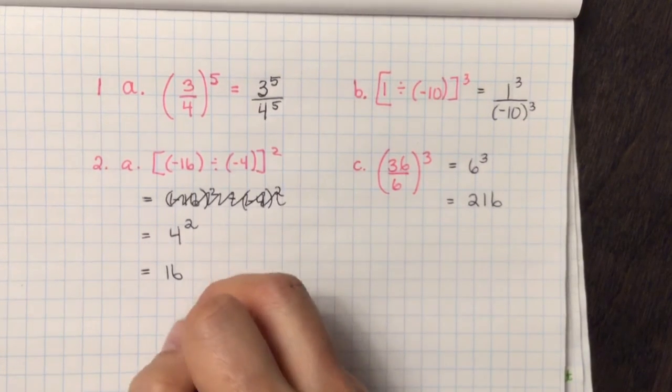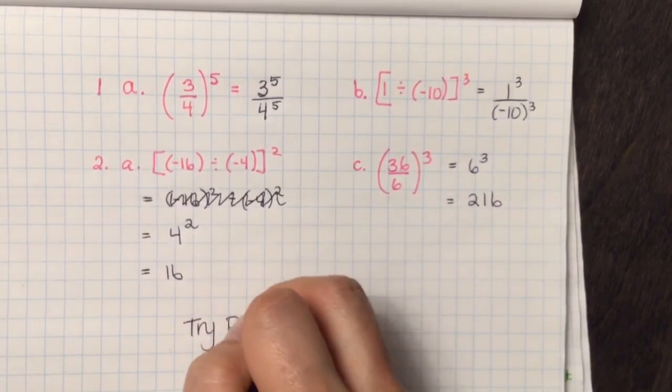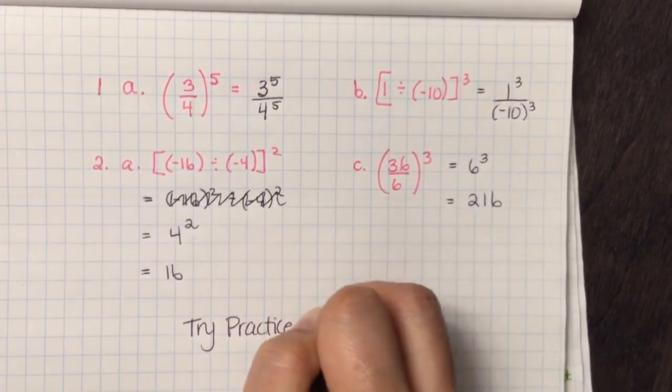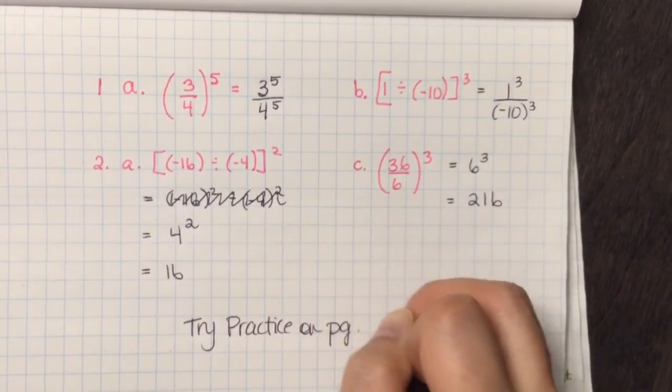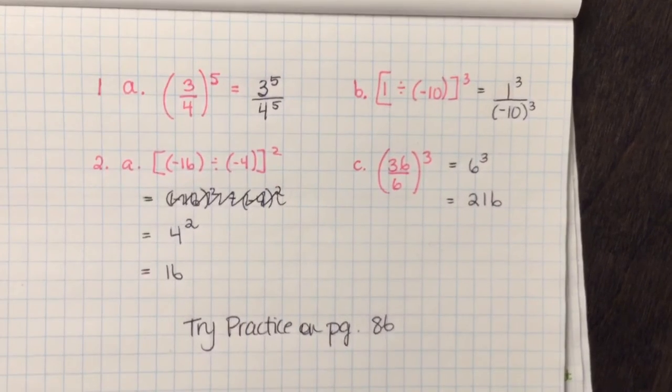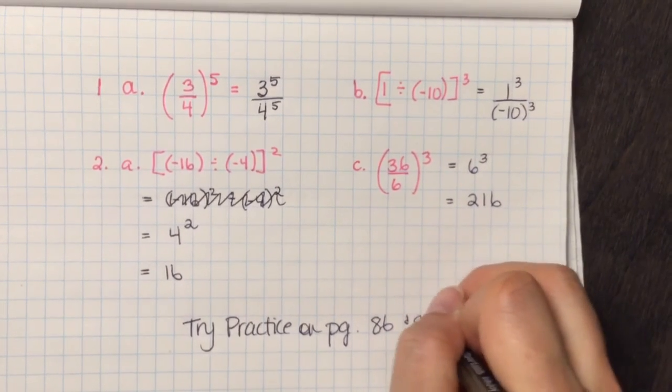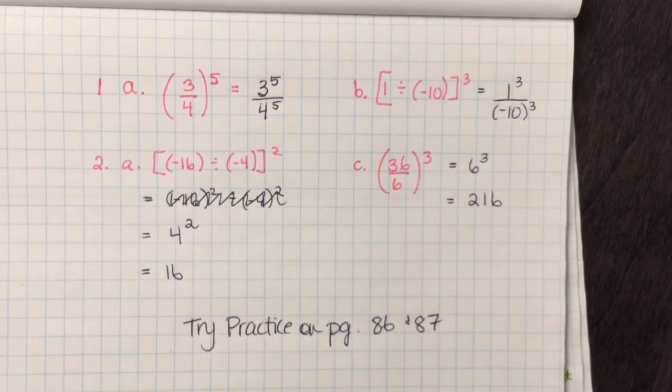Your turn. Try practice on page 86 and 87, and then you'll notice the next page is the unit puzzle. Right on, and then is the chapter review, and then you're done the unit. Awesome. Once you feel comfortable, make sure you've tried the assignments on Class Kick that have also been posted on Google Classroom.